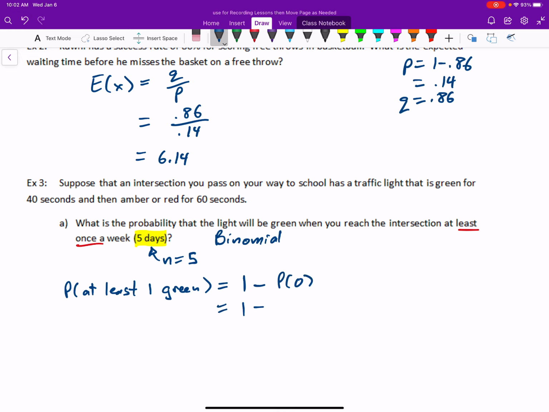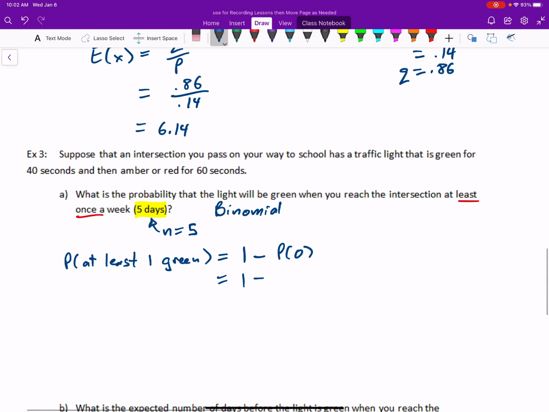So that becomes 1 minus nCx, so n is 5, so 5 choose 0. What's the probability of getting a green? Well, if it's green for 40 seconds and red for 60, then it's 40 over 100, because 40 plus 60 is 100. So we got a 0.4 probability of success, getting a green. We've got a 0.6 probability of failure, getting a red. So that becomes 0.4 to the 0 times 0.6 to the 5.